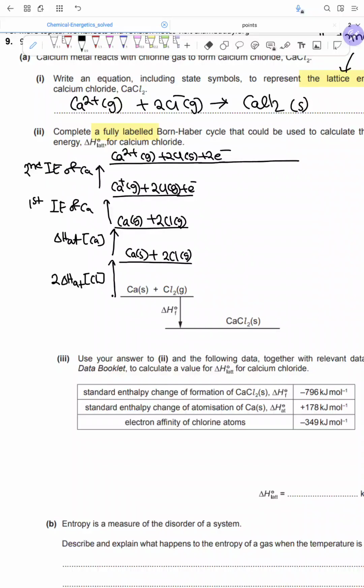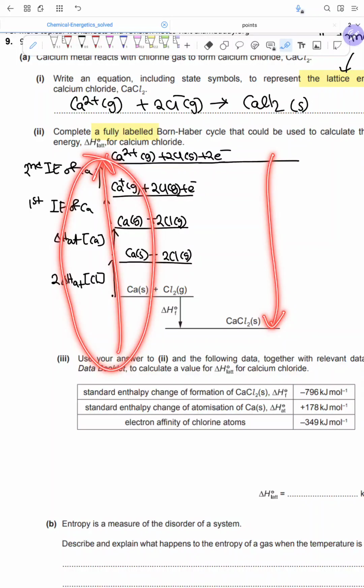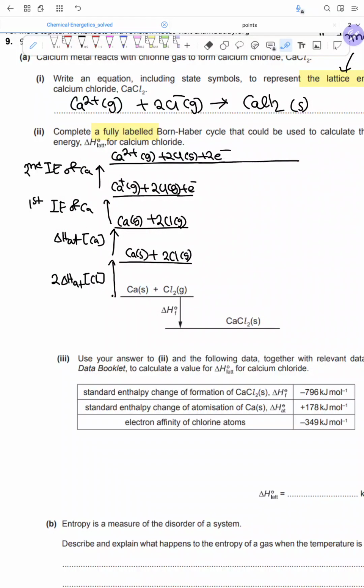Now here's the catch. In the Born-Haber cycle, there are two vertical lines, here and here. So one will always be going up and one will always be coming down to the product we want. So you have to count either one as positive, the other one as negative. So if you count the upper ones as positive, all the values of the lower ones you have to take as negative.